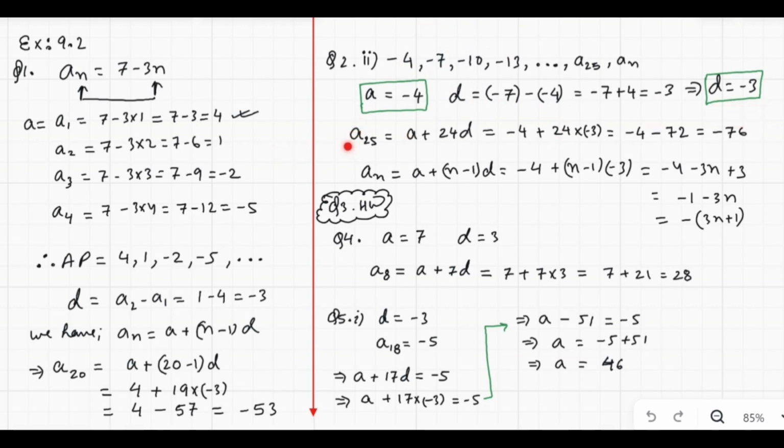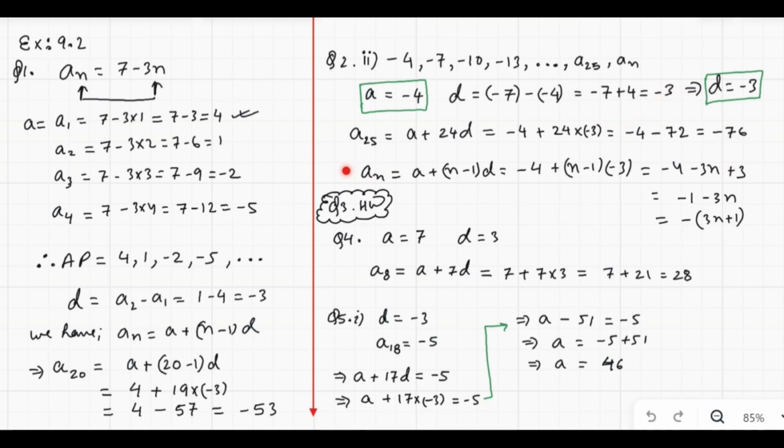Now, by the formula, we can find A25 is equal to A plus n minus 1, that is 25 minus 1, 1 less than 25 is 24, or A plus 24 times D. That is minus 4 plus 24 times minus 3, that is minus 4 minus 72, that is minus 76.